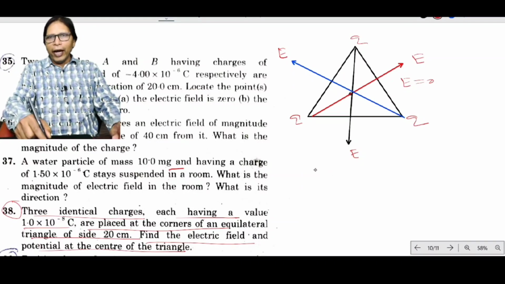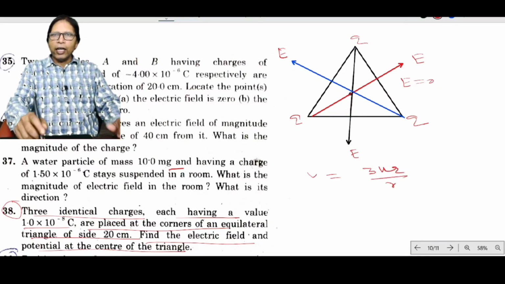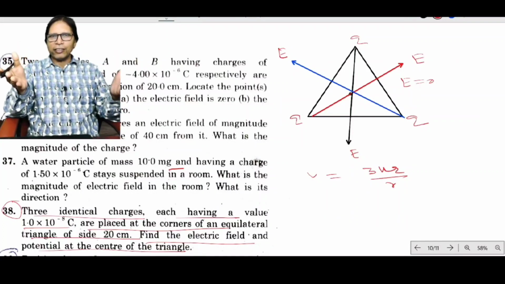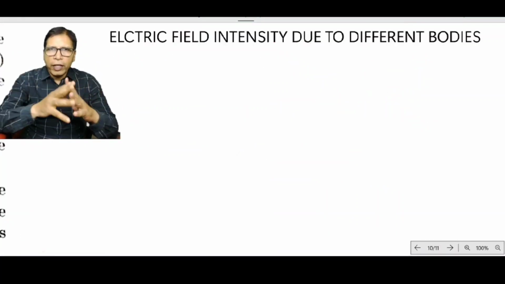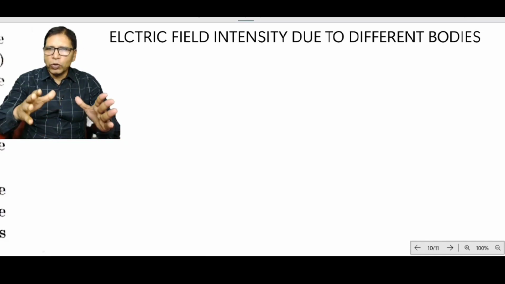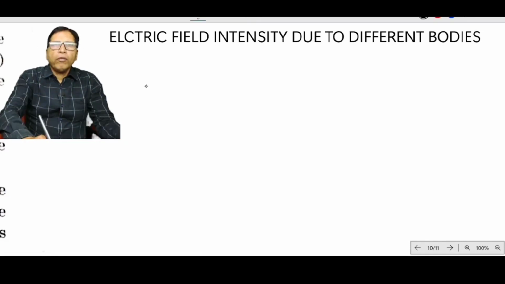And net potential, as potential is a scalar quantity, is 3kq by r, where r is the distance of the center of the triangle from each charge. Now, electric field intensity due to different bodies. First of all, spherical shell.